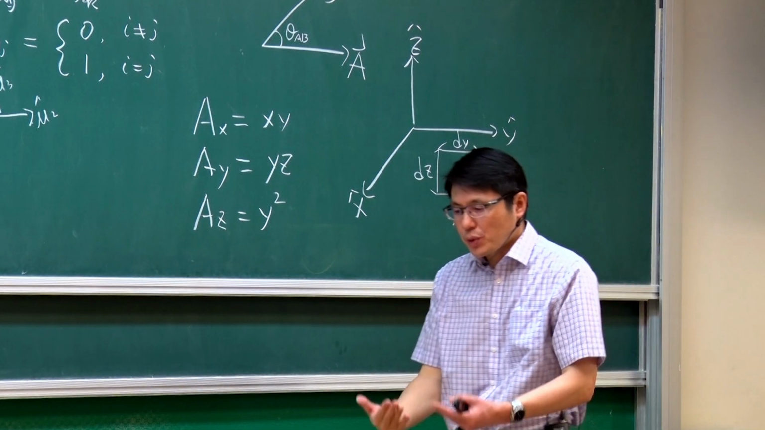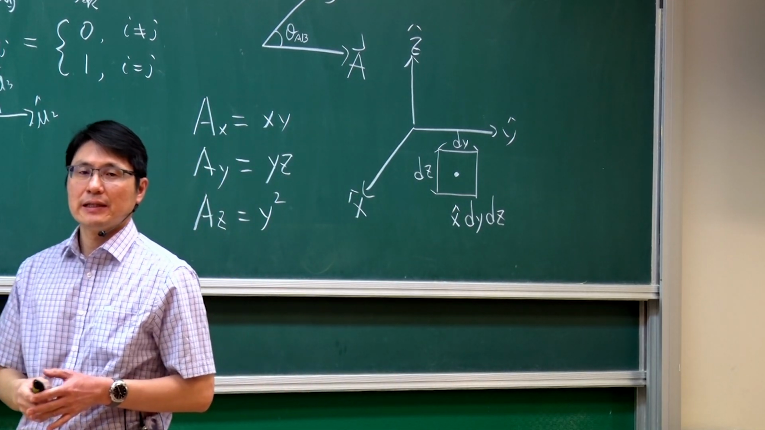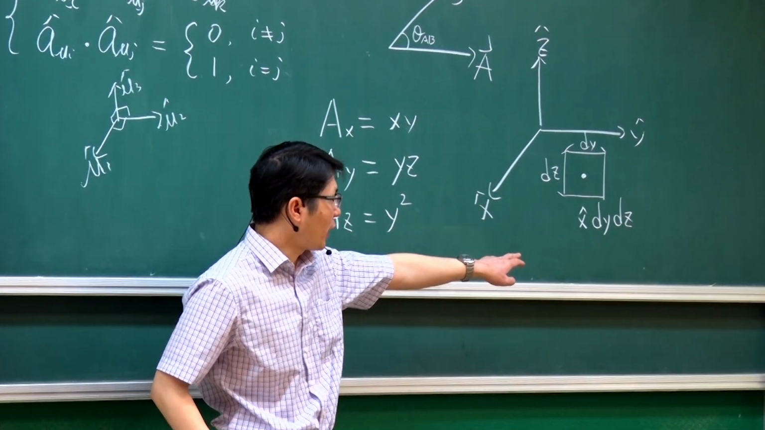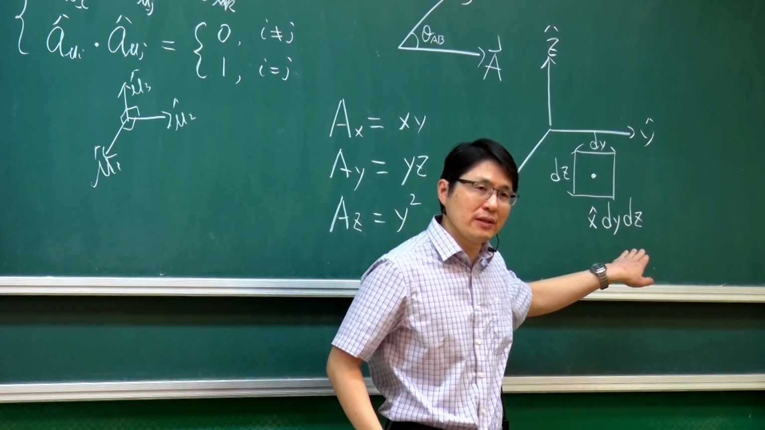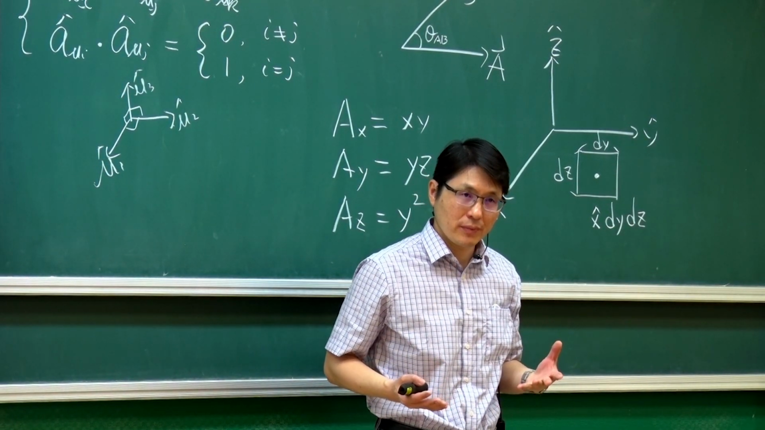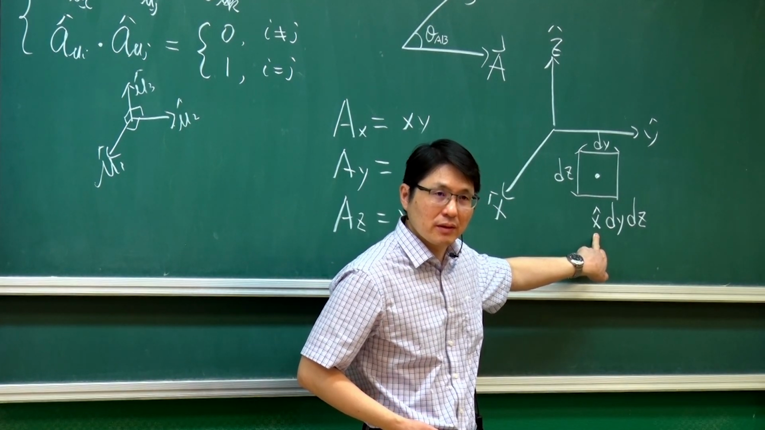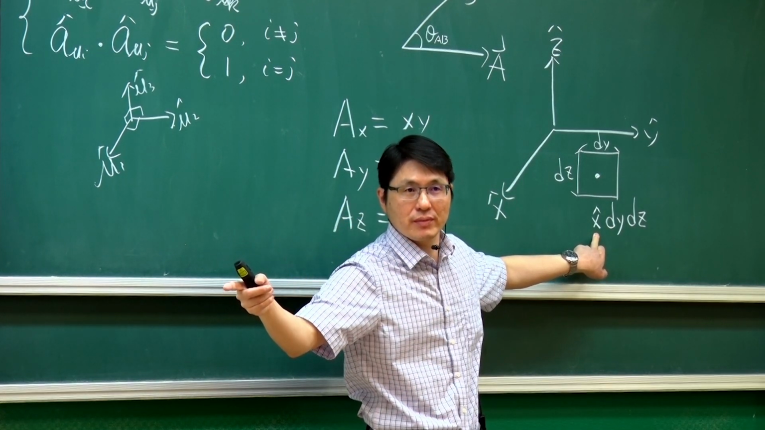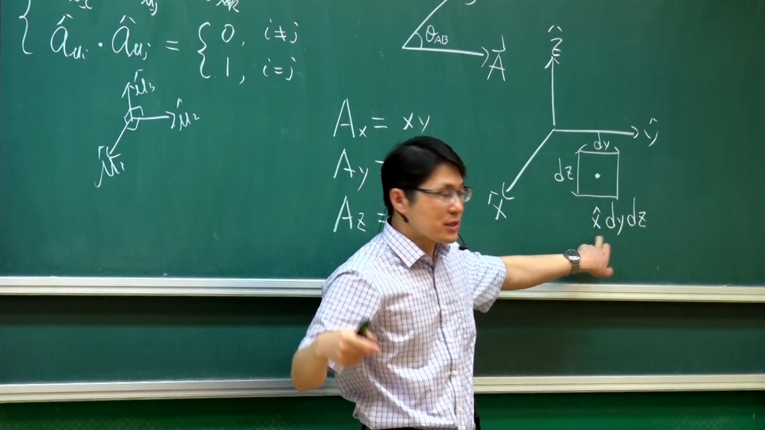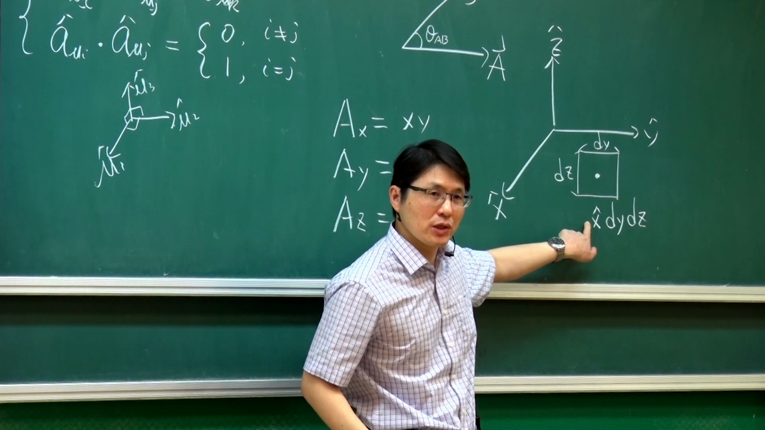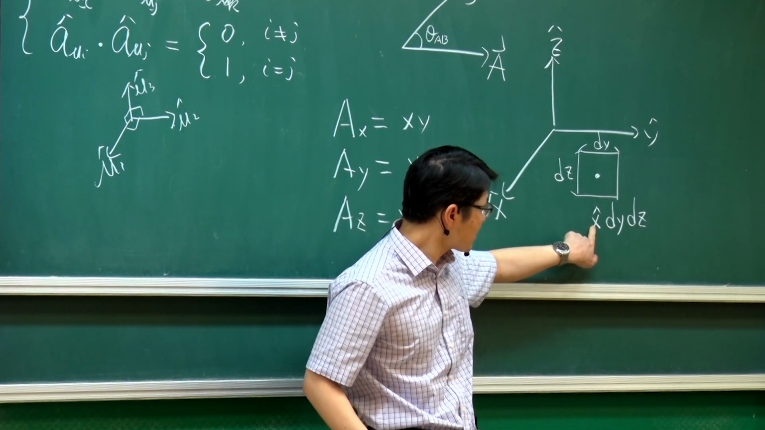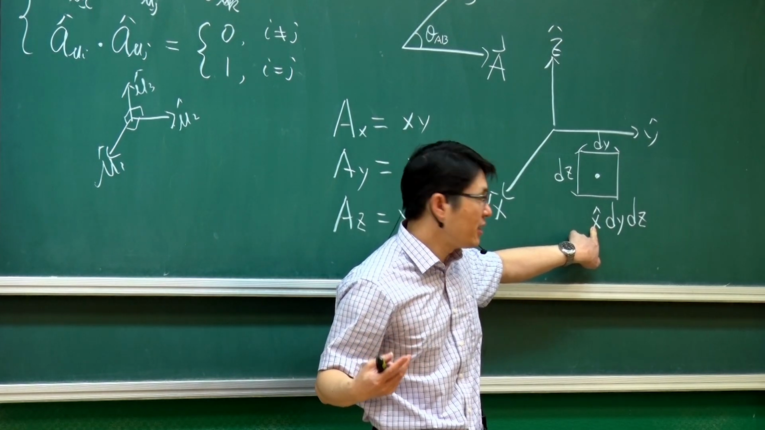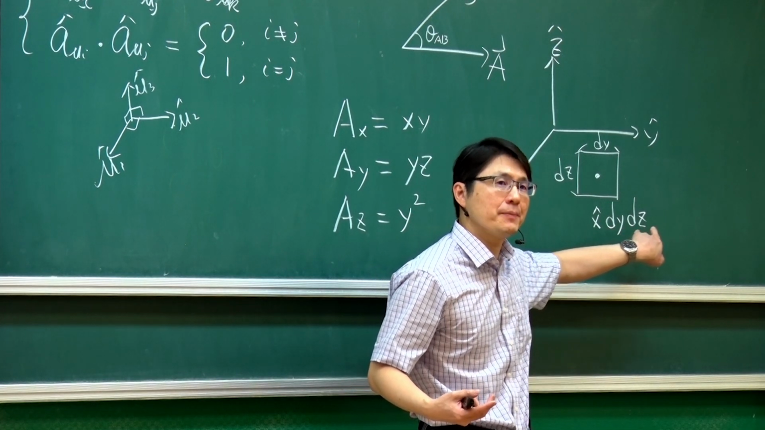So this is what I'm trying to repeatedly emphasize. A surface is a vector. It has its own direction and its magnitude. The magnitude is called the area. Once you know the direction, then the area will be determined by the other two magnitudes. So in this case, you have a surface which has a surface direction in the x direction, then its area must be determined by the differential length in the other two directions, dy times dz.